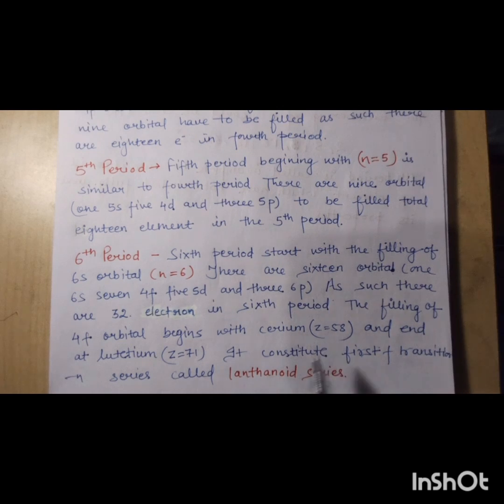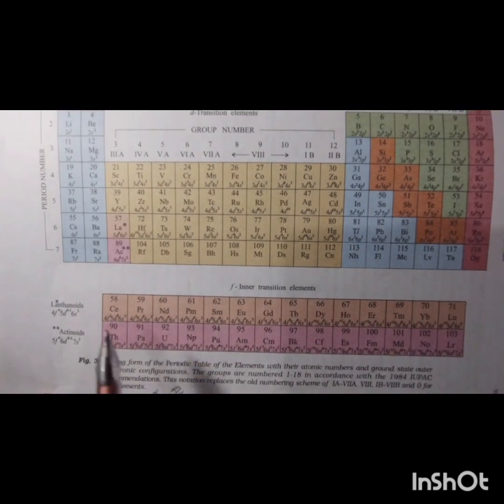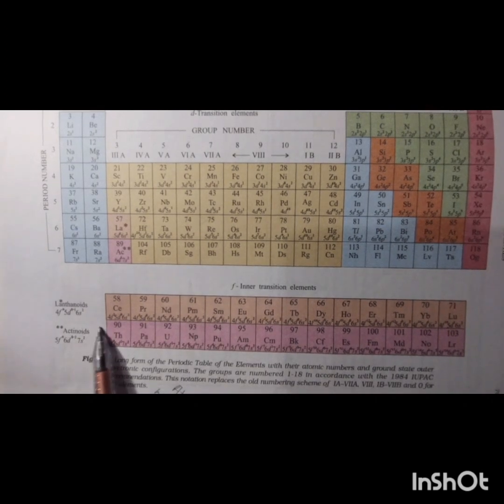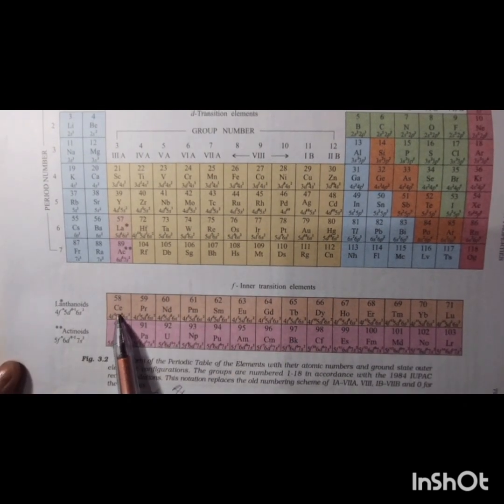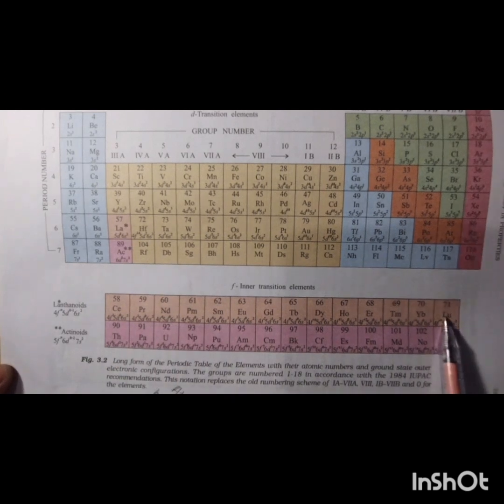It constitutes the first f transition series called the lanthanide series, and you should learn that the lanthanide series occurs from the 4f orbital, beginning with cerium and ending with lutetium, and it is located below the table like this. Here the lanthanides are below the table, from cerium to lutetium.